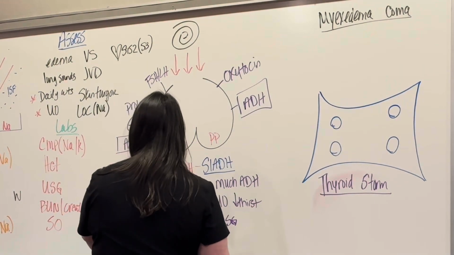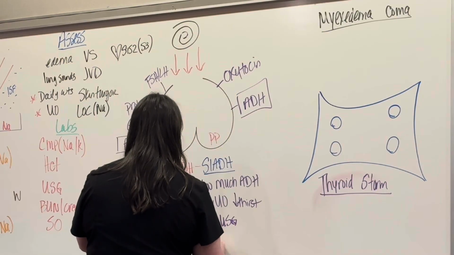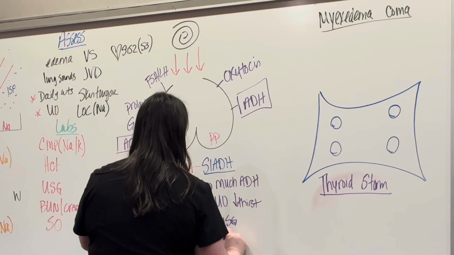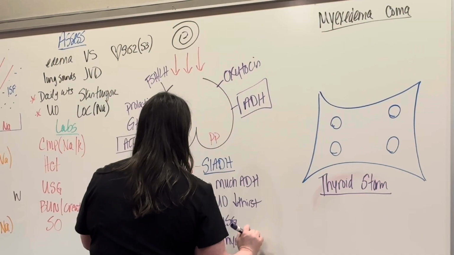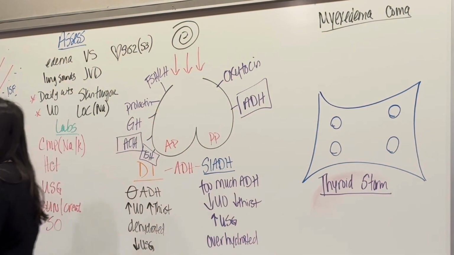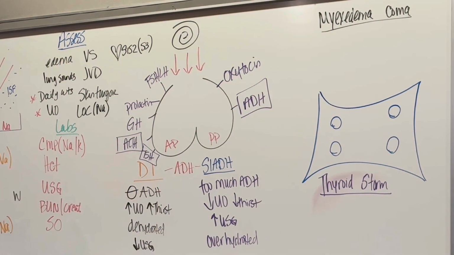And instead of being dehydrated, what am I? Diluted. I'm overhydrated or diluted. So instead of being concentrated, I'm now diluted. So if I'm diluted, what's gonna happen to my sodium? It's gonna go down. Then what might happen to my potassium? It's gonna go up. It might go up. And then I'm gonna have cardiac issues all over again.